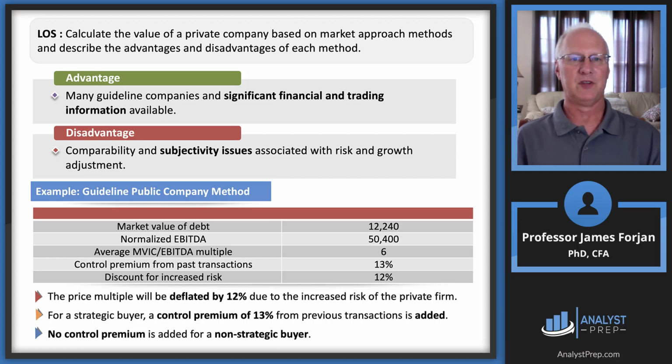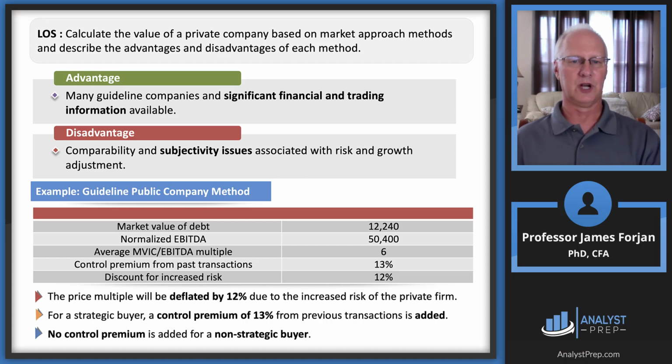A couple of advantages here. There are many companies that have substantial information that's available. Of course, the problem is just finding those. And that's the disadvantage: comparability and subjectivity issues. Yes. So let's look at a quick example here. Market value of debt, normalized earnings, and a bunch of other stuff here.